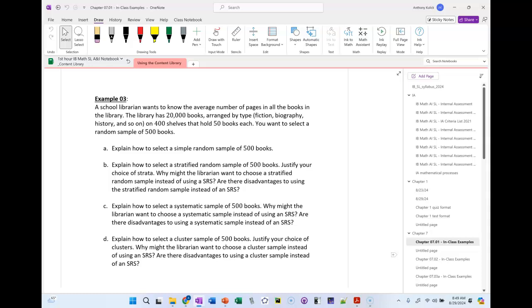So getting your demographics to work, it's very unlikely you'd get a representative sample by doing a cluster in this case, since we know that everything is arranged by type. You just pick 50 shelves of the 400, you very likely could have just one shelf of biographies and get very few biographies into your sample, when in all reality, 20% of the library's books might be biographies.